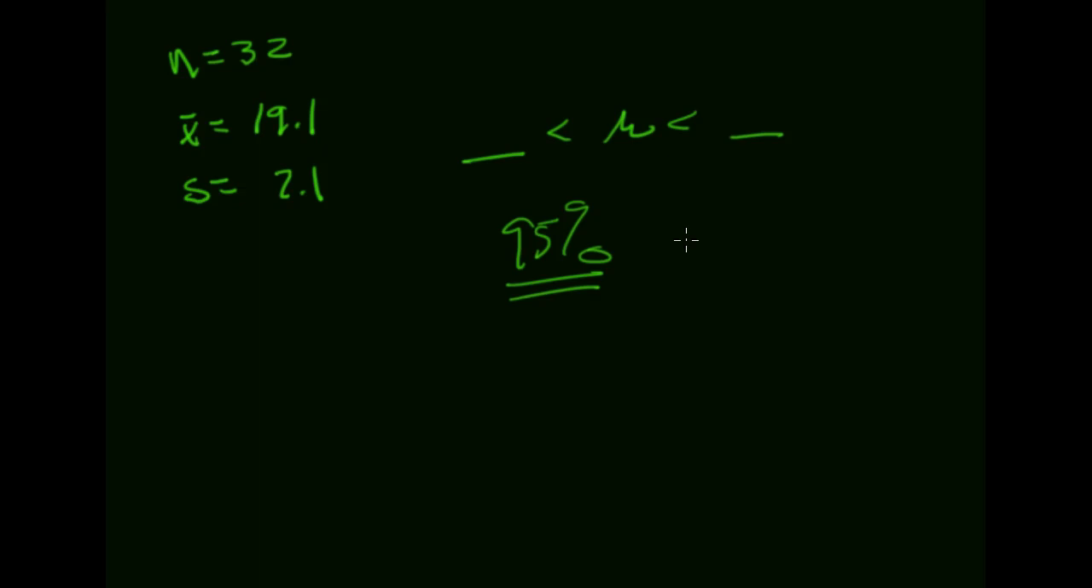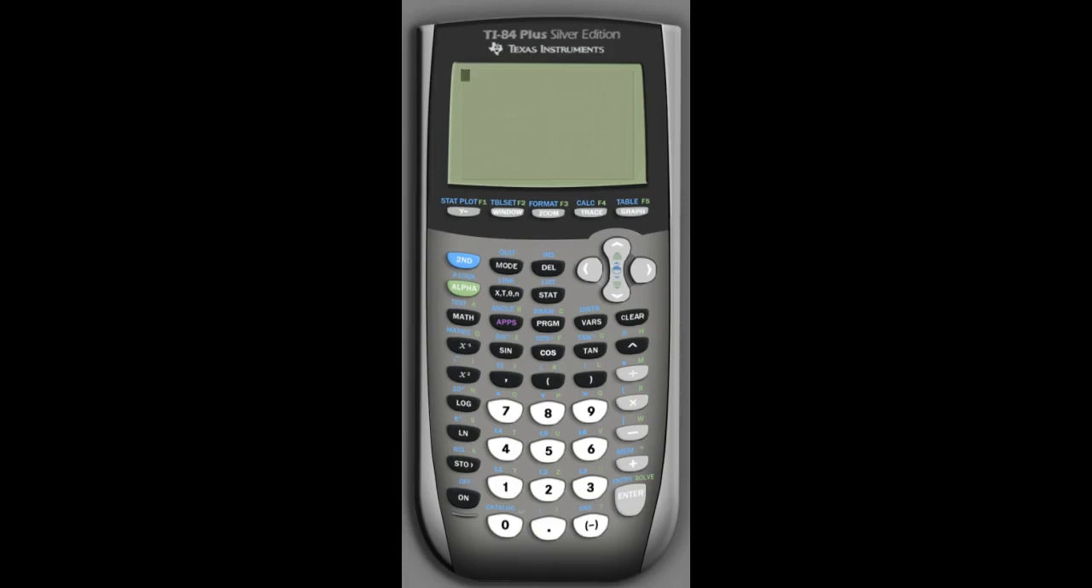Now, quite honestly, this is very simple. So let me show you how to do it with the calculator. I need to find the t-interval. So I go stat, tests, and I go down, not t-test, but t-interval, right? And I'm not taking this from a data set, I'm taking this from statistics. So I'm going to move that over to stat.